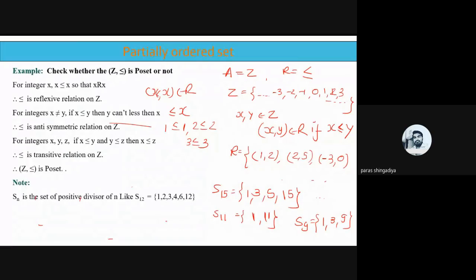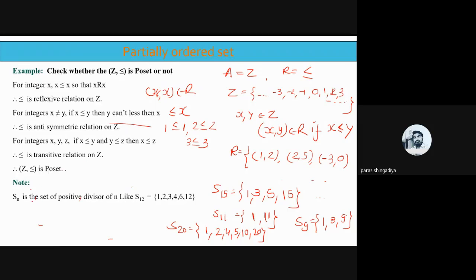Then you can consider S20. What is the answer for S20? That is 1, and 20 is divided by 2, by 4, by 5. So 1, 2, 4, 5, and then directly 10 and 20. Clear? So these are the divisors of 20: 1, 2, 4, 5, 10, and 20. So this is called S20.